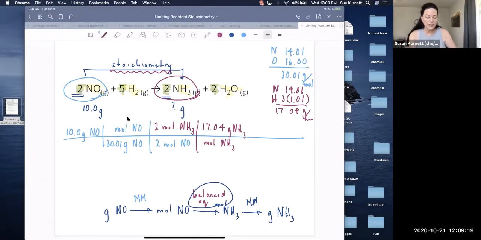So let me make sure that I have set this up correctly on my train tracks. Grams of nitrogen monoxide, cancel. Moles of nitrogen monoxide, cancel. Moles of ammonia, cancel, and I'm left with grams of ammonia. And the question was, how many grams of ammonia? So I will plug that into my calculator.